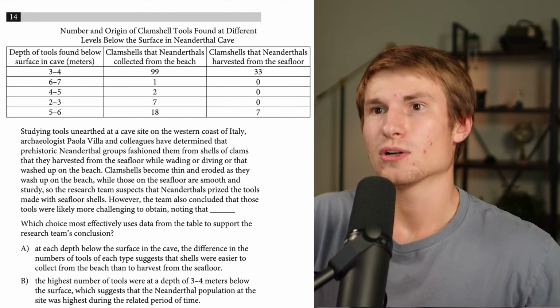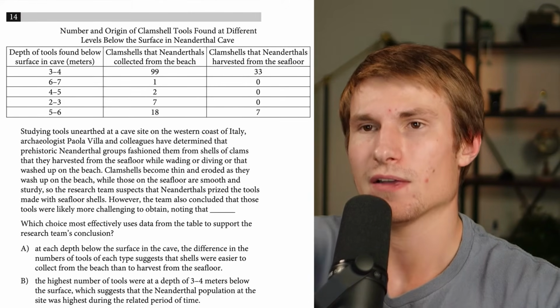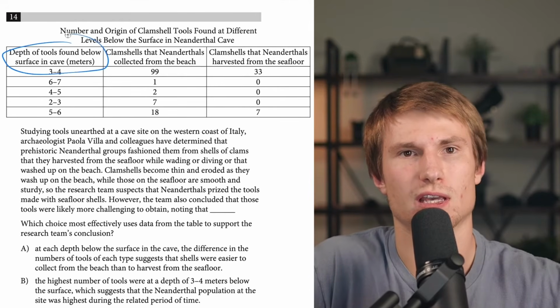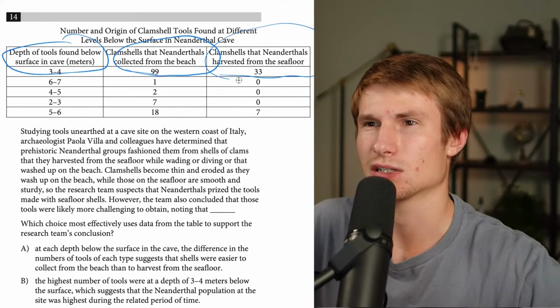Question 14. Number and origin of clamshell tools found at different levels below the surface in a Neanderthal cave. We've got the depth of tools found below the surface in the cave in meters. We've got clamshells that Neanderthals collected from the beach and clamshells that Neanderthals collected from the seafloor.